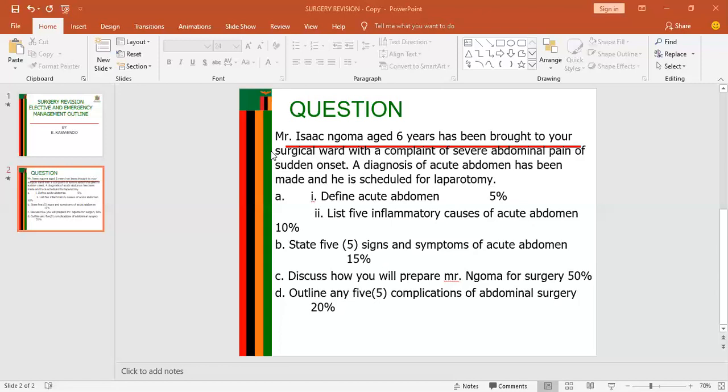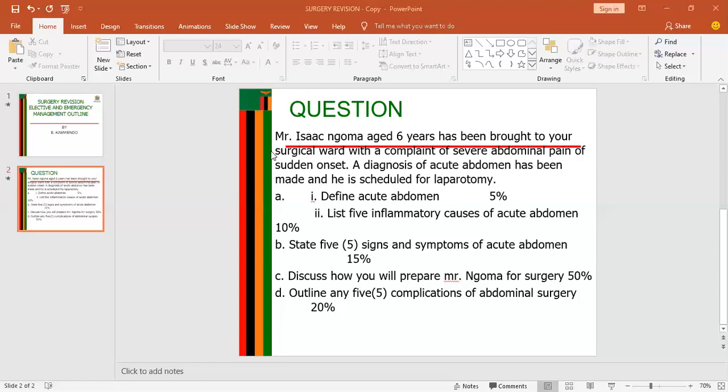Apart from that, there is excruciating pain, and excruciating pain is due to obstruction of the gastrointestinal tract. There is distension of the abdomen, and this is due to inability to open bowels, and mainly also results in intestinal obstruction. There's also decreased bowel sounds, and this is due to paralytic ileus.